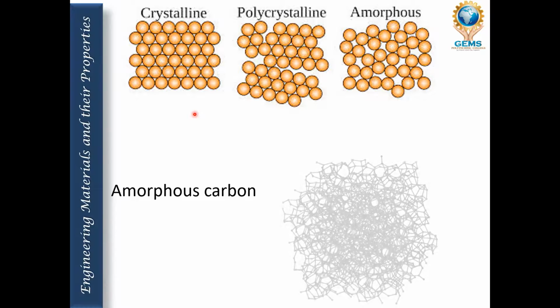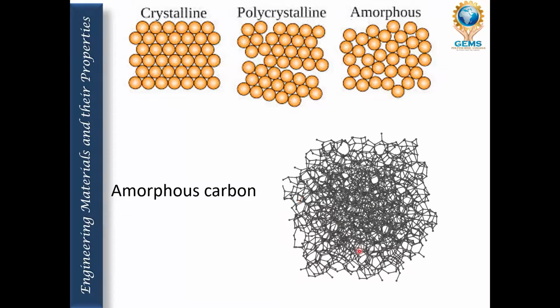So amorphous carbon, this is amorphous carbon. How are the gaps there? When there is no gap, that's called crystalline. When there is some continuous arrangement and some gaps, that is called polycrystalline. And when there are so many gaps inside it, that is called amorphous.